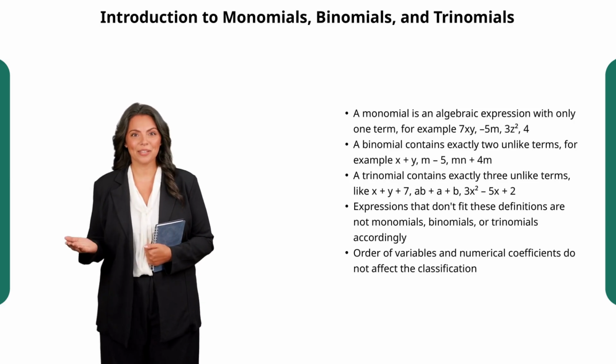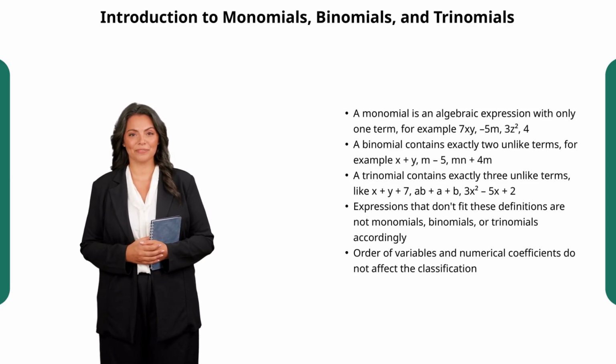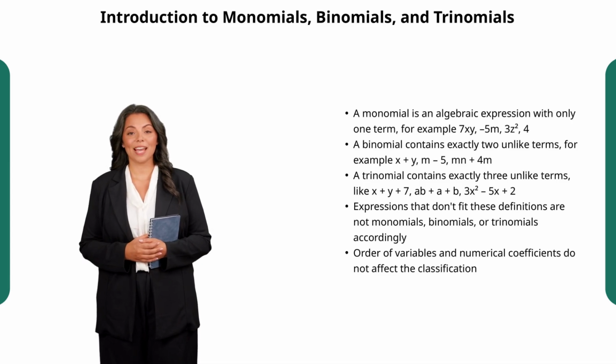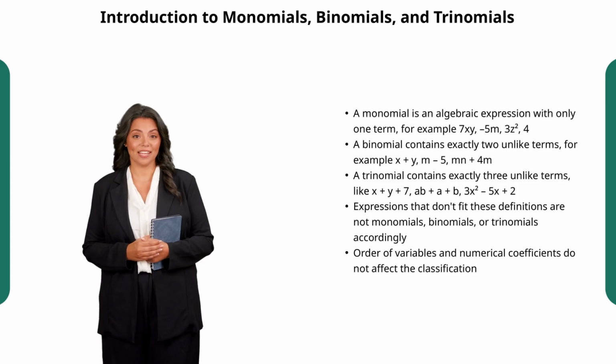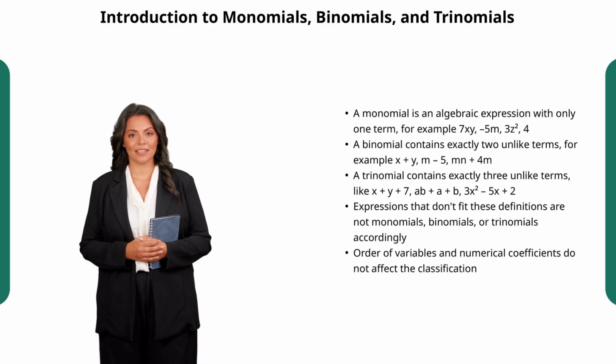A monomial is like having only apples. It's an expression with one term. For example, 7xy or 3z squared. Then comes the binomial, like having apples and oranges, containing exactly two unlike terms such as x plus y. Finally, a trinomial is like apples, oranges, and bananas together, exactly three terms like x plus y plus 7.